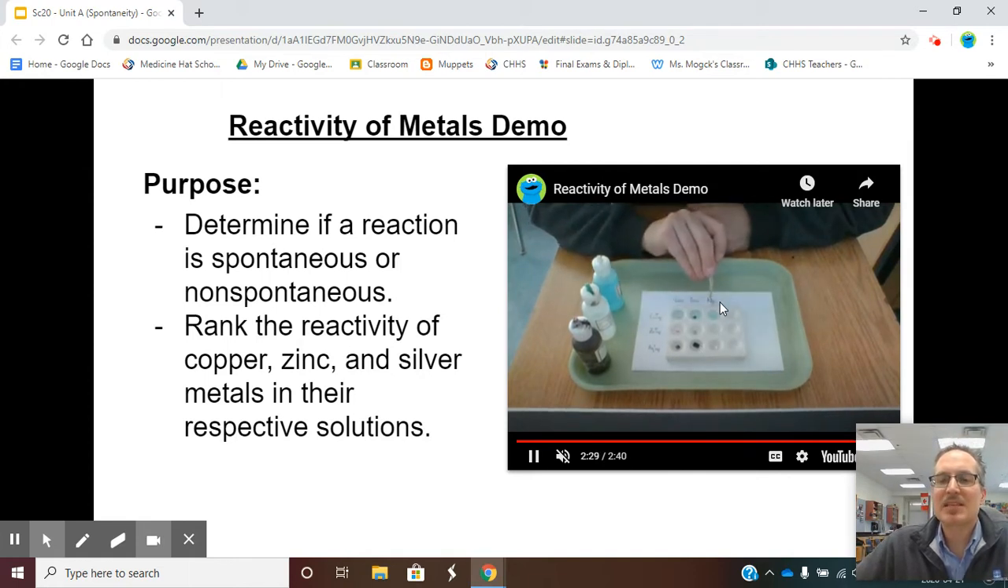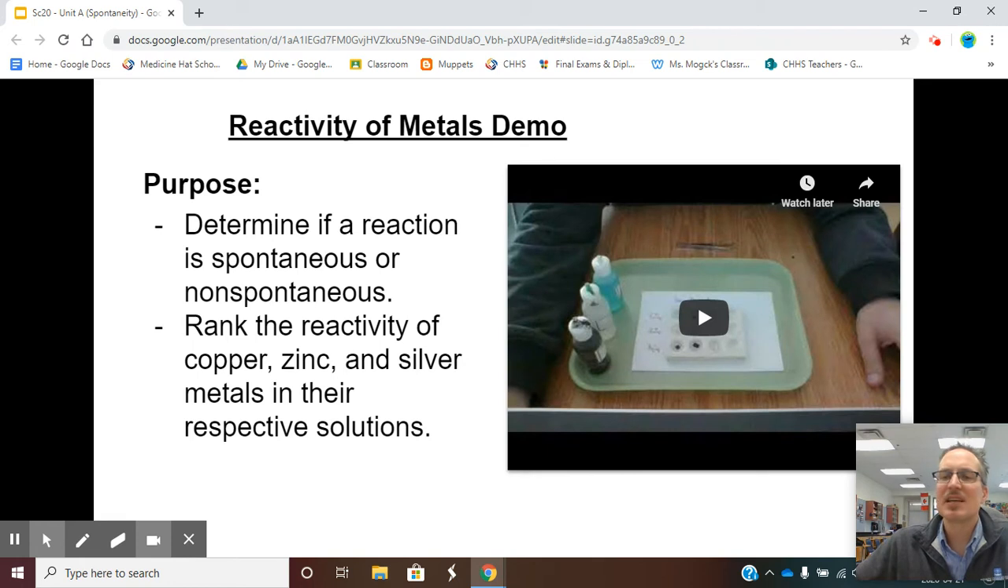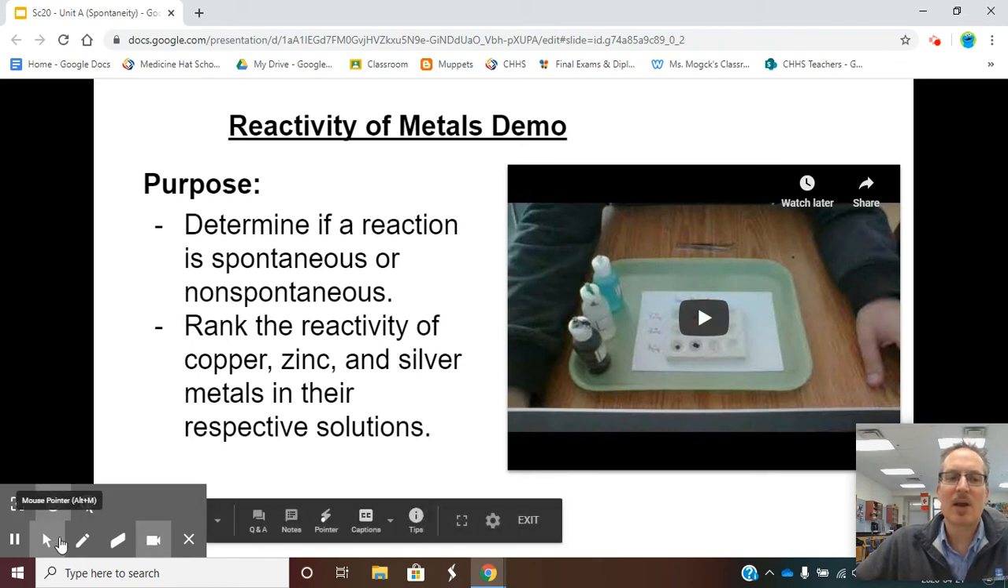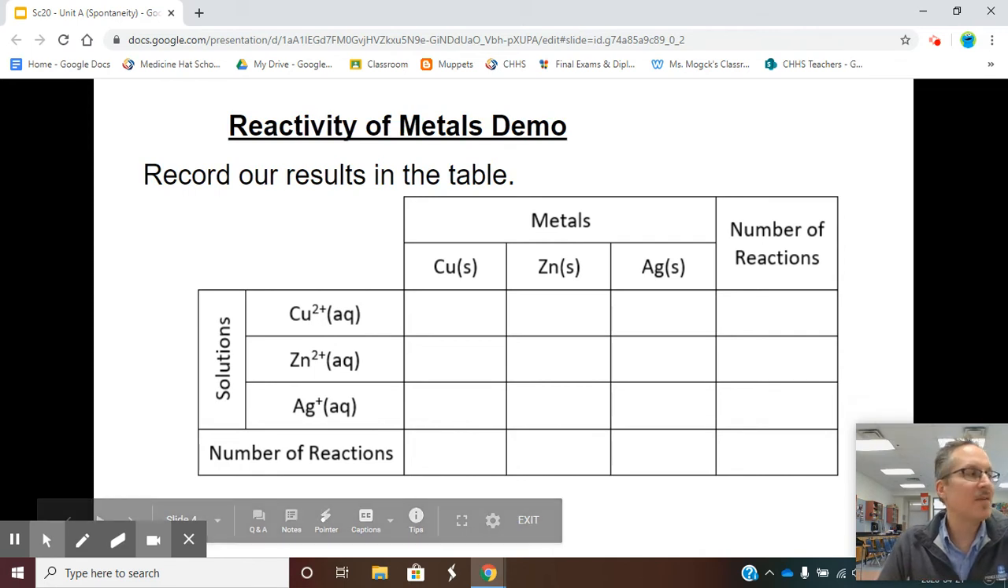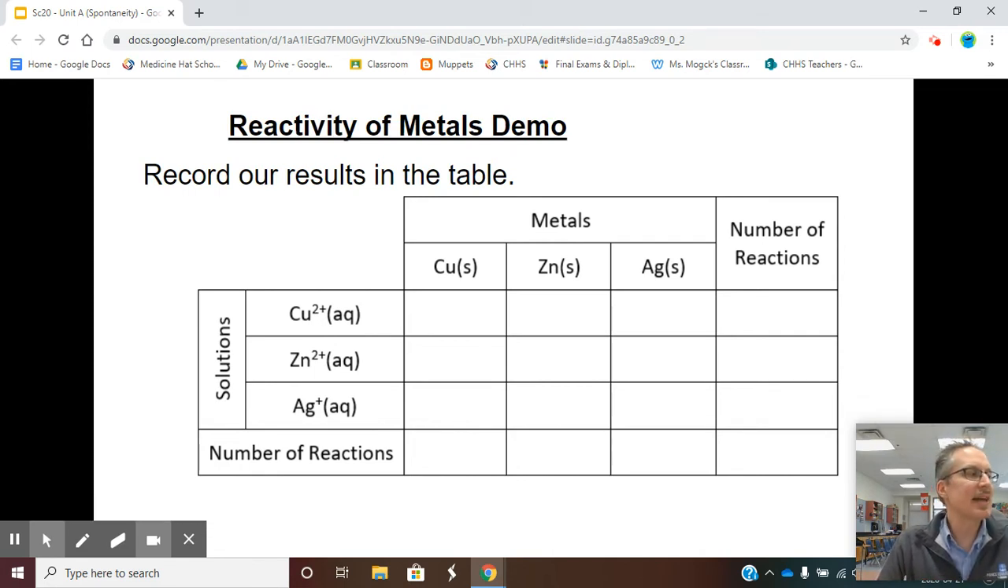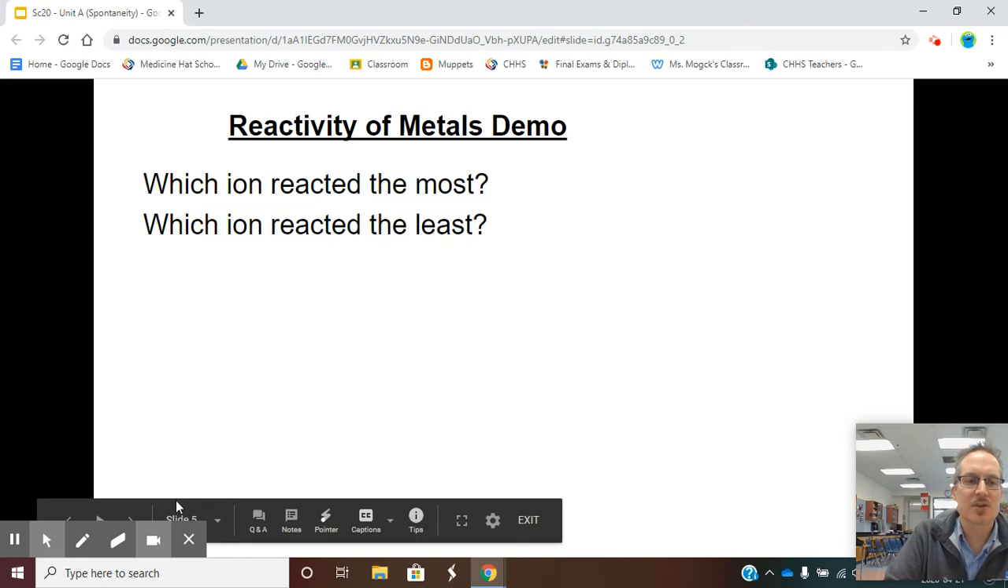My expensive pieces of silver didn't react with copper solution, didn't react with zinc solution, and they also didn't react with silver solution. So my silver pieces, my chunks of silver, didn't react with anything. What I would like to do is let's take this information now and fill in my table. Let's write down what we actually saw occur in this reaction. So when we did this, we saw copper only reacted with silver solution.